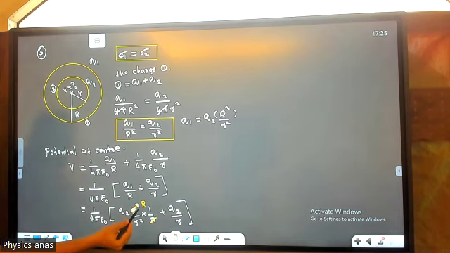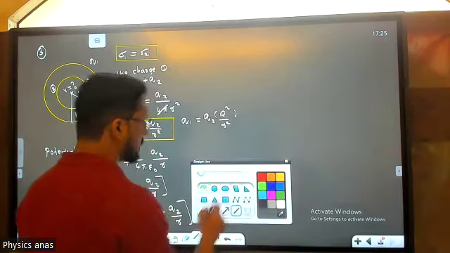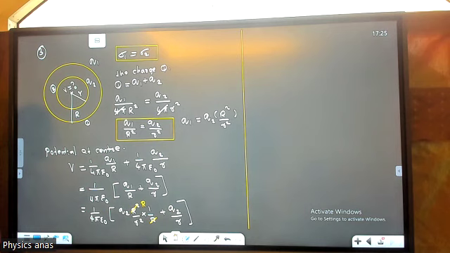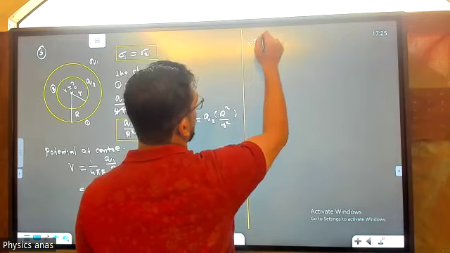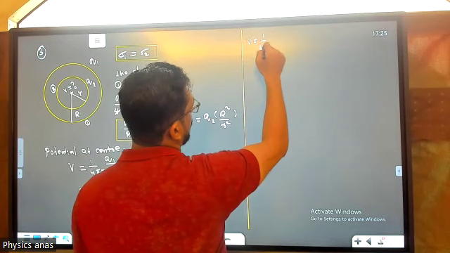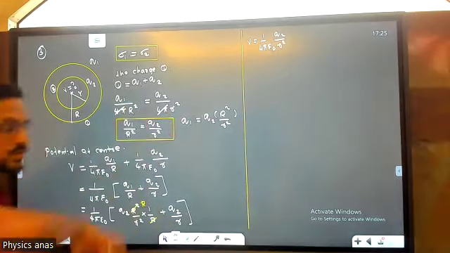So there is Q2 by R. I am taking out Q2 by R square from it. Can I do that? Yes. So the equation will be like this. I want this Q2 on one side, that's why I am doing this. P is equal to, I am just taking Q2 by R square outside. That will be 1 by 4 pi epsilon naught, Q2 divided by R square.